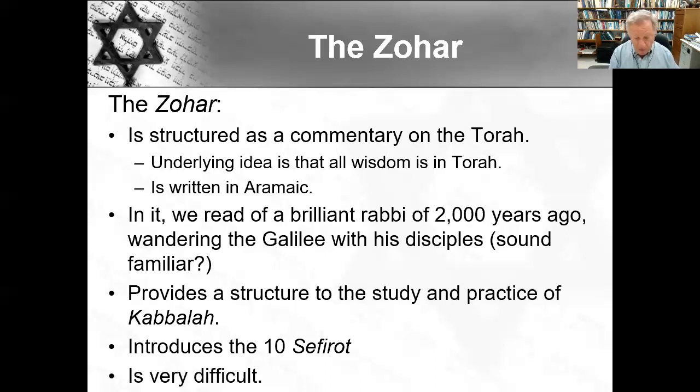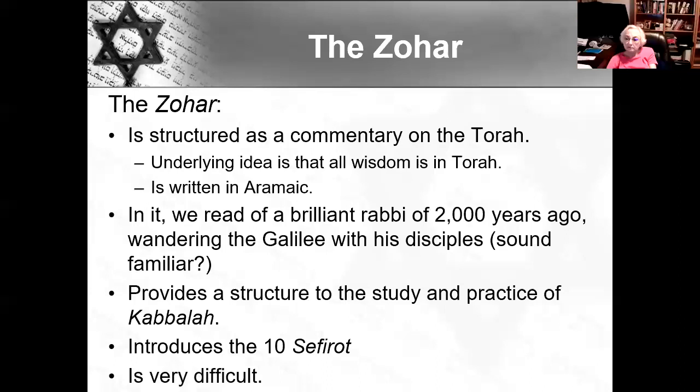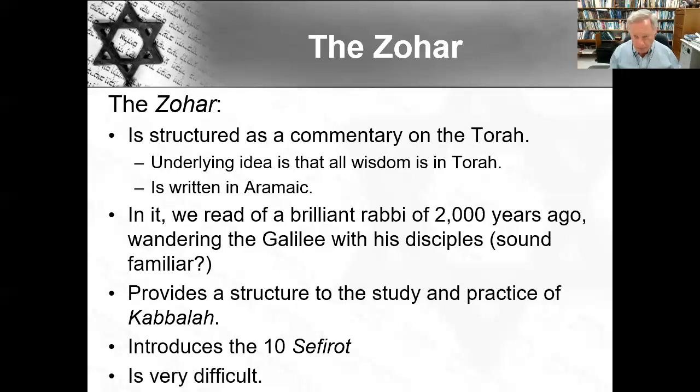So it's written in Aramaic. In it, we read of a brilliant rabbi of 2,000 years ago wandering the Galilee with his disciples. This should sound familiar to more than a few of you. And particularly if you understand the historical context in which the Zohar is written, in the 1200s, 1300s in Spain, during a time of absolute maximum persecution by the Church of Jews living in Spain. So you have this story. Well, guess what? We had a rabbi wandering the Galilee with disciples giving brilliant insights also.